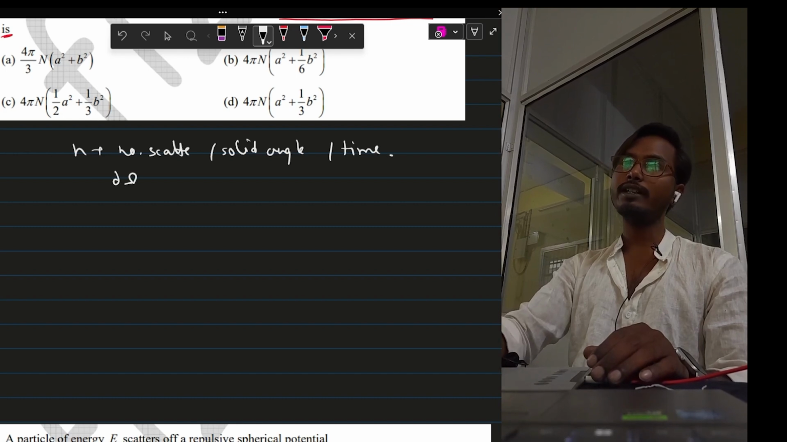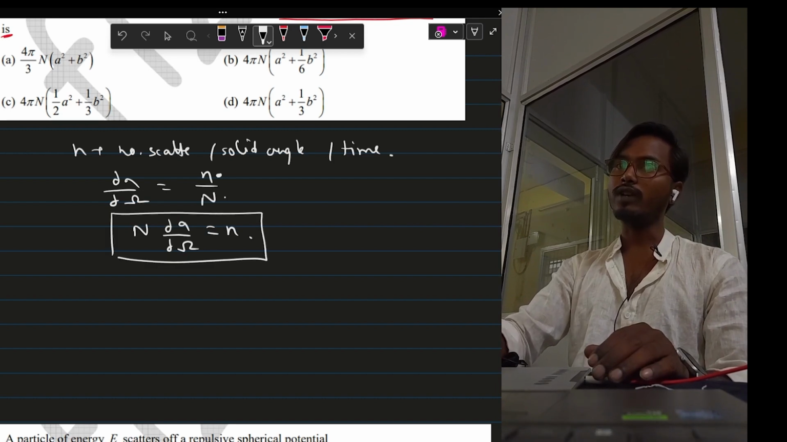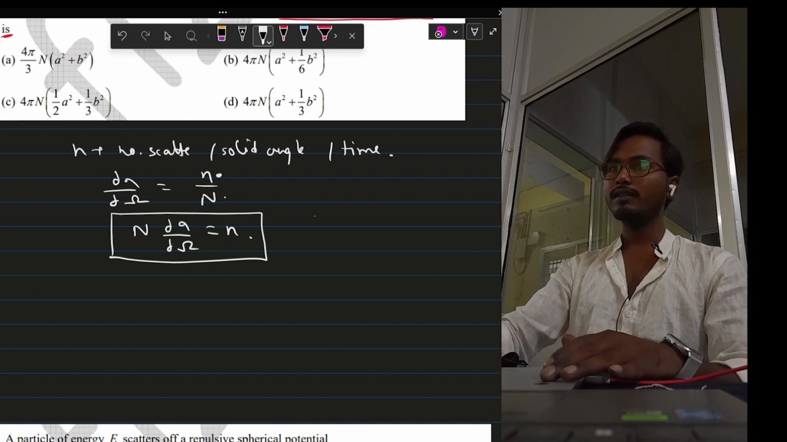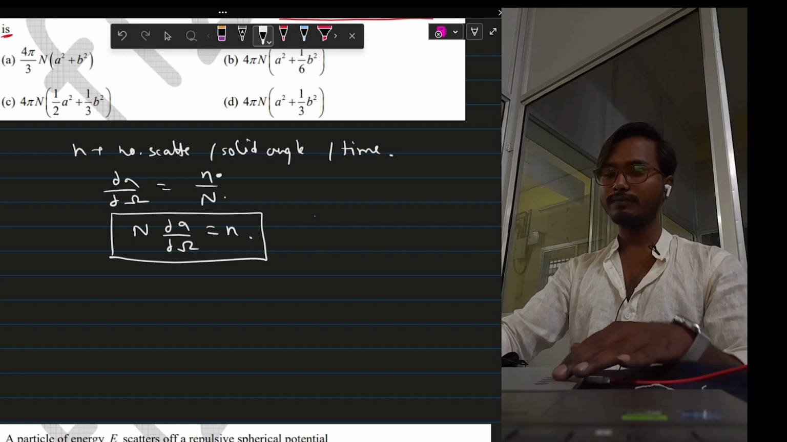How do we find that? By the differential scattering cross section, small n upon capital N. So the value of small n will be capital N times the differential scattering cross section of this particle. This is what we have to find.